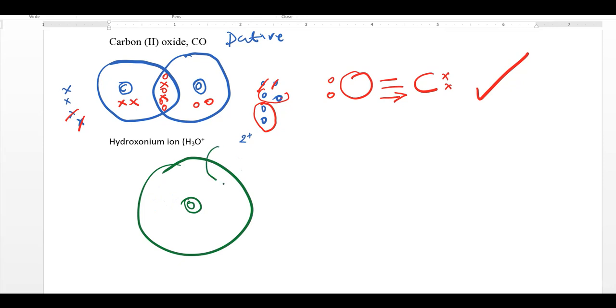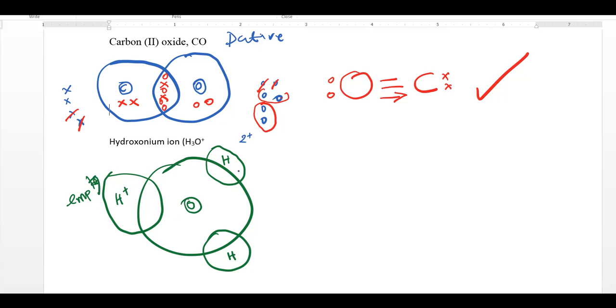1, 2, 3. Just write the hydrogen. Ni kwa nini nimeweka moja, one hydrogen is empty, ndio maana iko positive. So it means this one is empty. It doesn't have any electron. It's empty. But this one has got 1 electron. This one has got 1 electron.